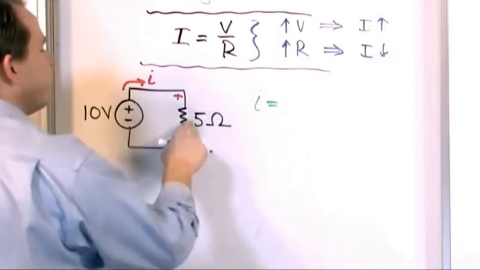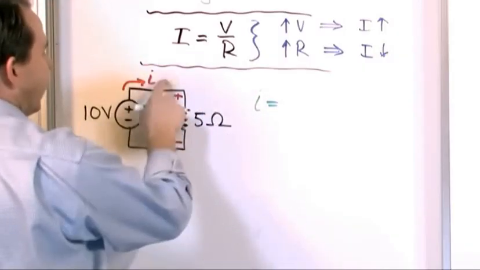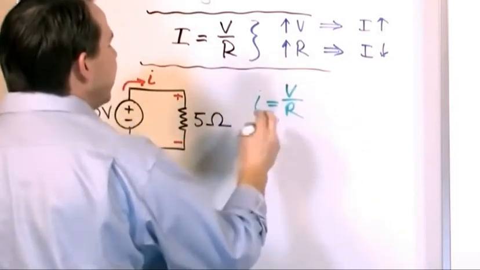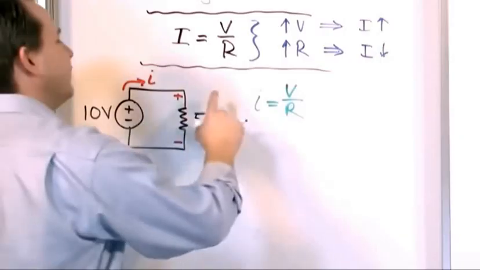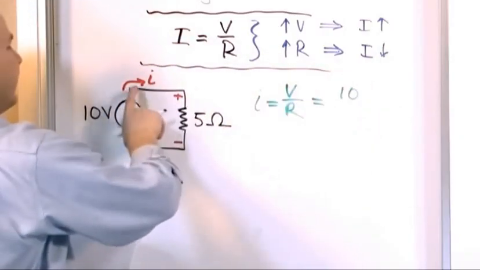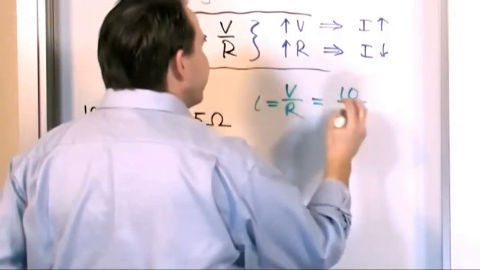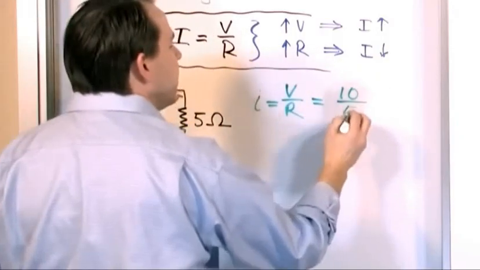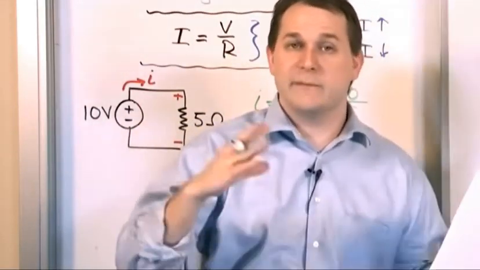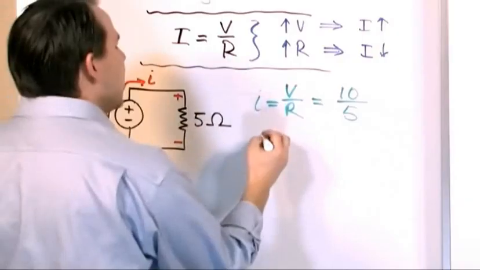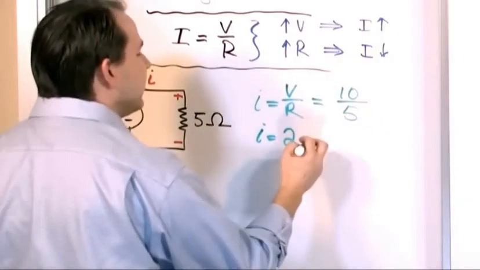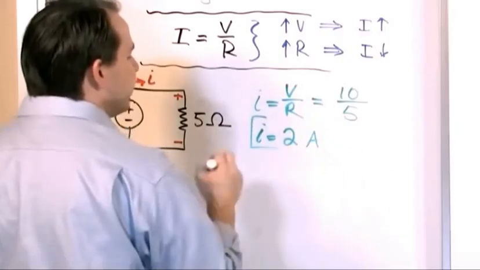So the current going through this resistor, which is the same as this current in this part here, is equal to the voltage across that resistor divided by the resistance itself. The voltage across the resistor is 10 volts because it's exactly equal to the source since it's physically connected there. And the resistance is 5 ohms. So when you're doing these calculations, you always want to deal with volts and ohms. Those are the base units we talked about. So I is going to be 10 divided by 5, which is 2, and the unit of current is amperes or amps. So there we go, you circle that.